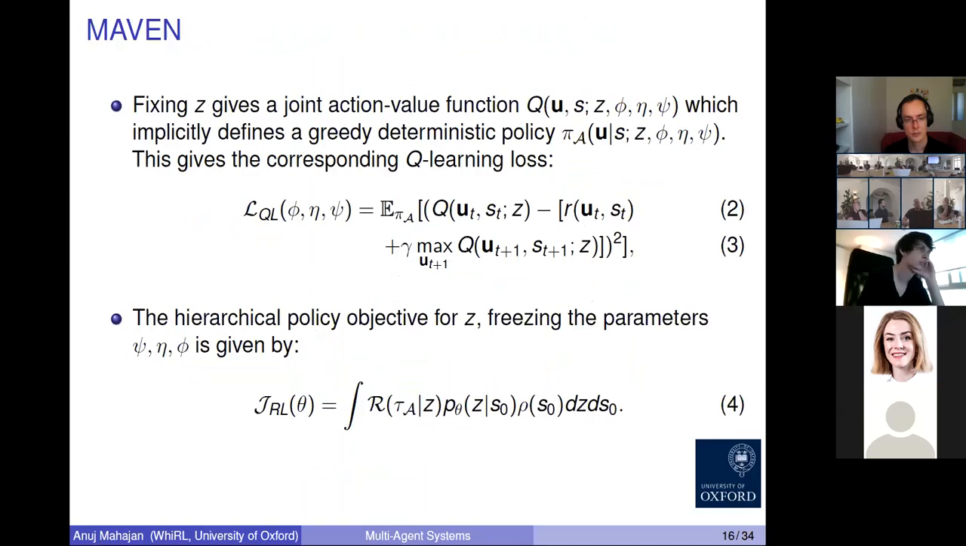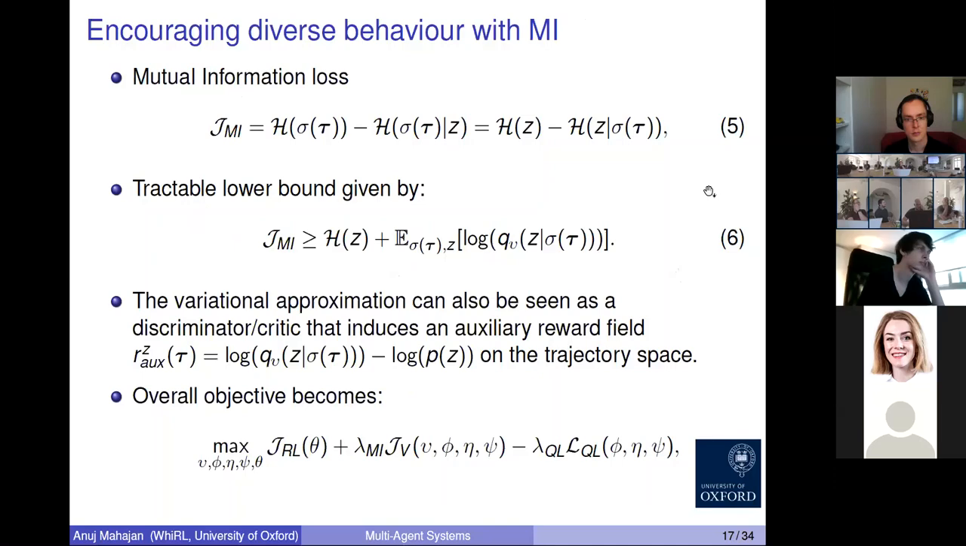which can also be seen as a discriminator loss. So this loss is interesting because essentially it encourages diverse behavior amongst the agents, as I was talking before. So essentially the principle of mutual information here is used to maximize the conditional entropy of the agents, given the value of the latent variable.